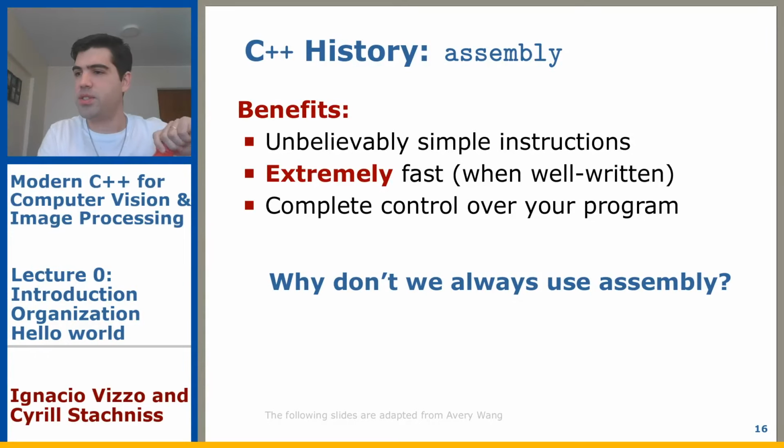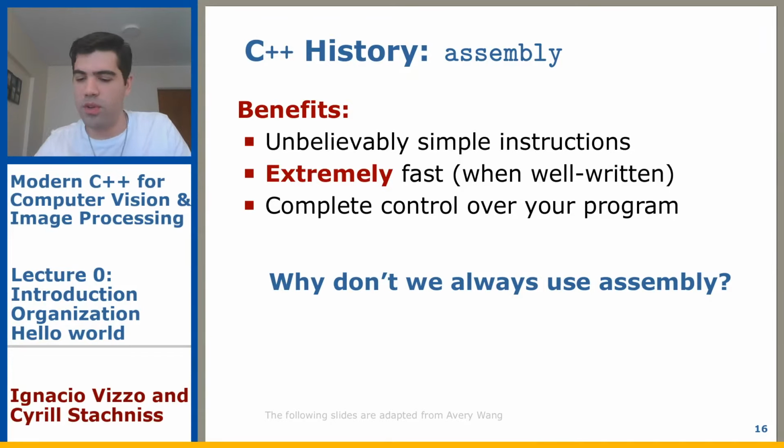Okay, so let's see a bit of the history of C++. Basically, when we started having computers in our lives, we had this beautiful language I love called assembly. One of the benefits is that there are really simple instructions in this language to program computers, and it's super fast when it's well written. And you have complete control not just over your program but also the hardware. And if you check these benefits, you will say, okay, this is the language we should be using as humans to program computers.